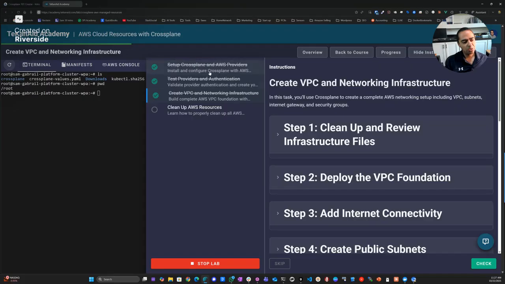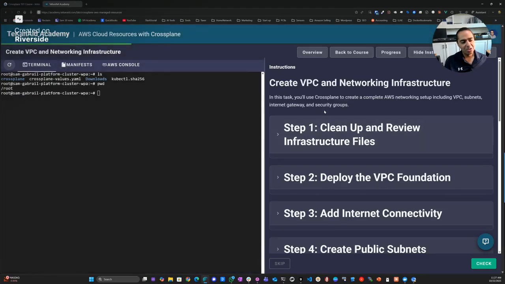And the first task was just setting up Crossplane and the AWS providers. And then the second task was testing the providers and the authentication. And then the third task, which is what we're in right now, I did run it beforehand just to make sure it's working still and everything is good. But it is good, and now we can go through real quick and show you how we can create a VPC and some networking infrastructure inside of AWS.